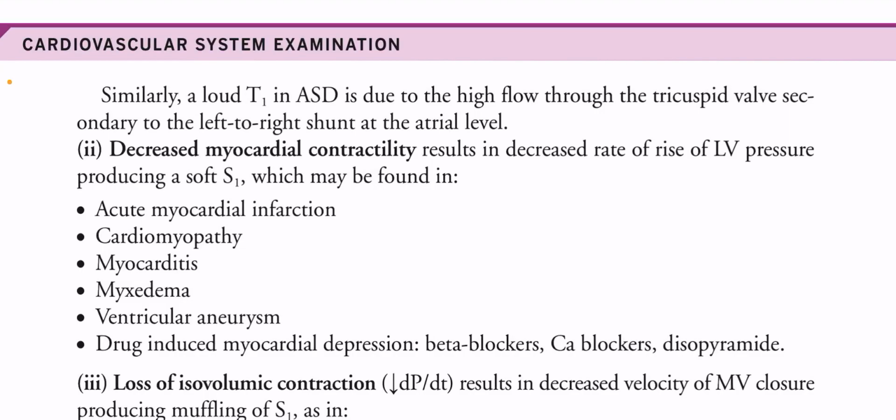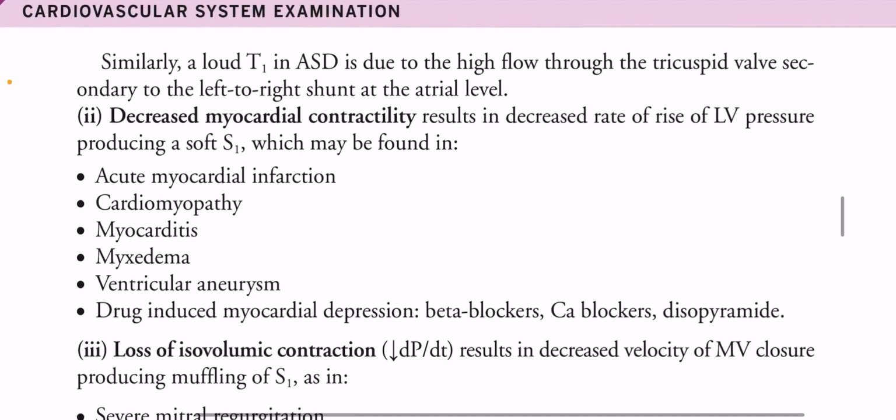Decreased myocardial contractility results in decreased rate of rise of LV pressure, producing a soft first heart sound, which may be found in acute myocardial infarction, cardiomyopathy, myocarditis, myxedema, ventricular aneurysm, and drug-induced myocardial depression, as with beta blockers, calcium channel blockers, and disopyramide.